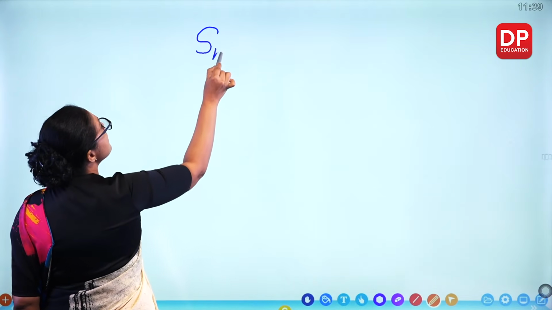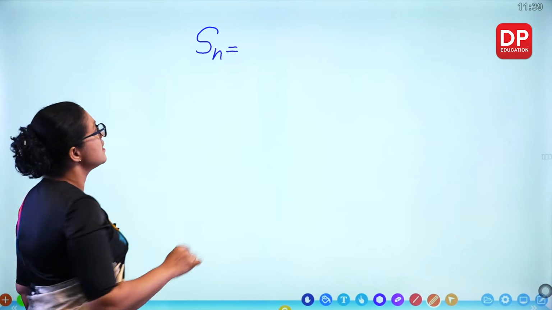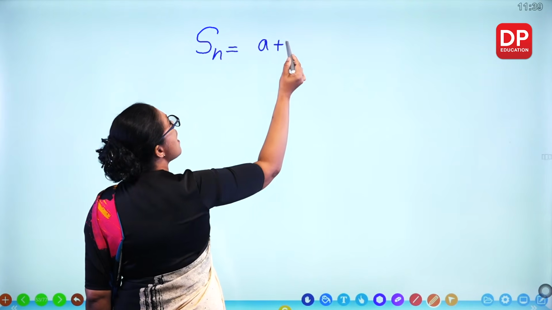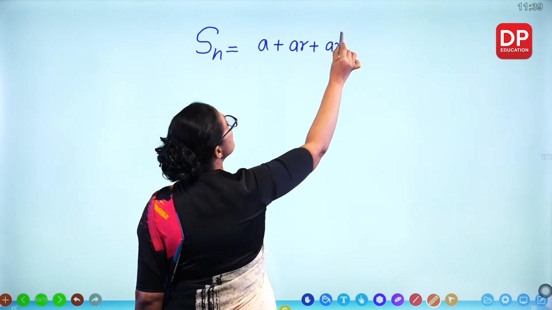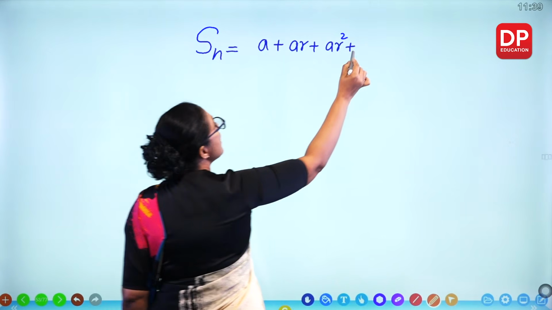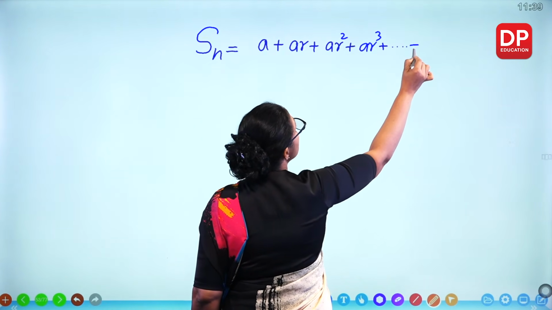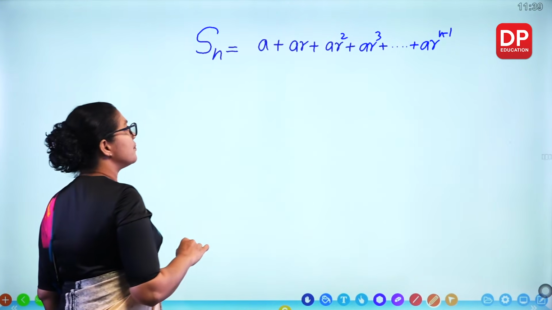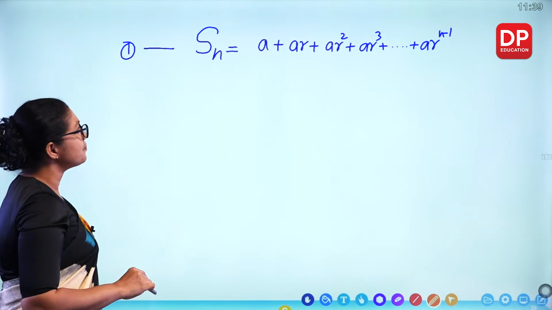Okay, so what is Sn? Sn is the sum of first n terms. A is the first term. A times R, AR. Next one, AR squared. AR cubed. Likewise, what's the nth term? AR to the power n minus 1. This is my first equation.